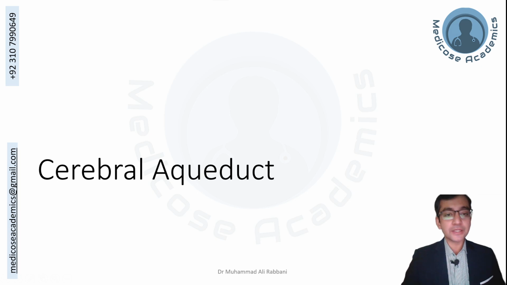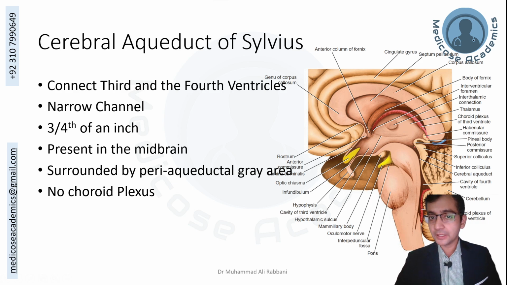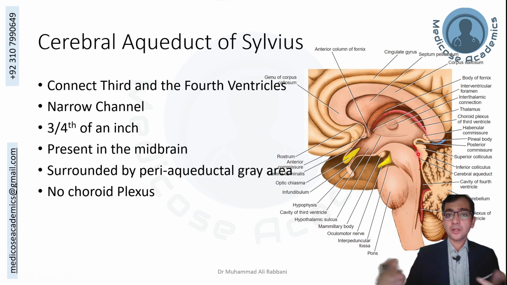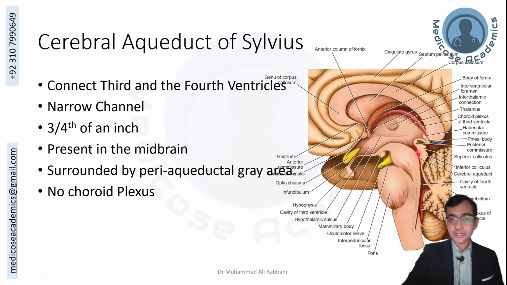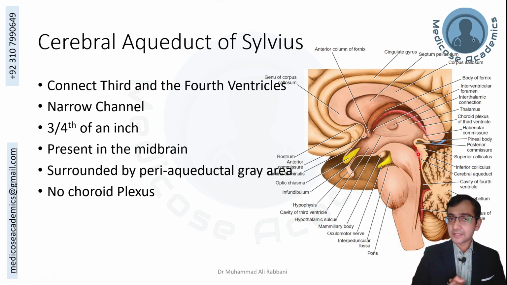The next topic is the cerebral aqueduct. The cerebral aqueduct is a small duct that connects the third ventricle to the fourth ventricle. Third ventricle above, fourth ventricle below, both of these are connected through the cerebral aqueduct. It is a very narrow channel, less than 1 inch in length, and it is present in the midbrain, where it divides the tectum posteriorly from the tegmentum anteriorly. In cross sections of the midbrain, it is surrounded by periaqueductal gray area, and it does not contain any choroid plexus.